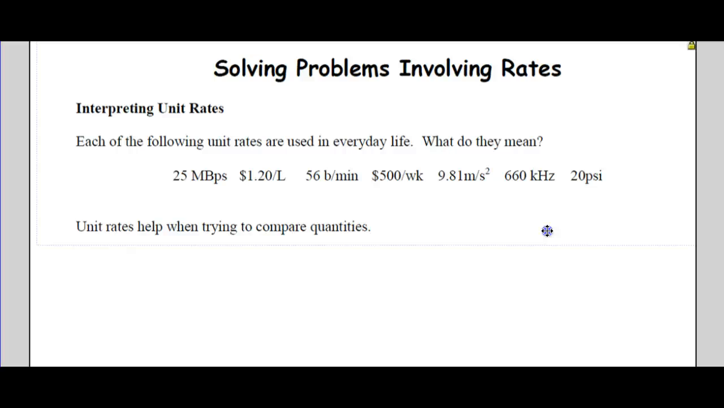Okay, interpreting unit rates. Each of the following unit rates are used in everyday life. What do they mean? 25 megabytes per second. What's that mean? I don't know. What's it a rate of?